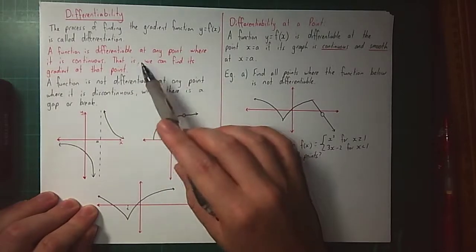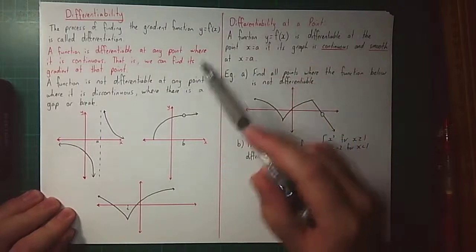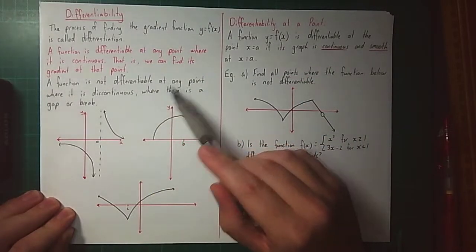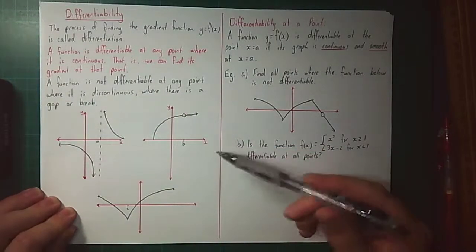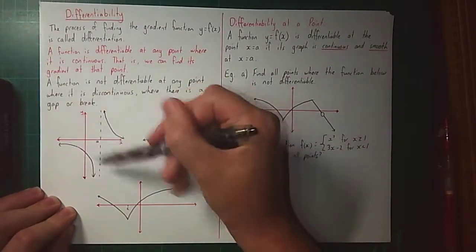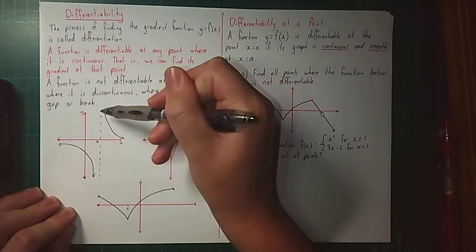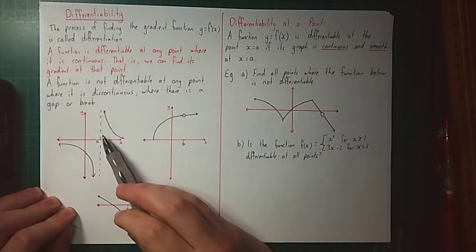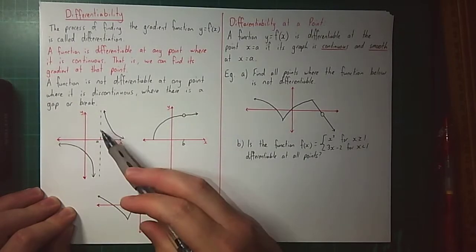But in order to figure that out, we have to understand what makes something not differentiable. A function is not differentiable at any point where it is discontinuous, where there's a gap or break. So I've got some examples here. Here there's a gap where this asymptote is. So at this point, whatever this point is, we can't actually differentiate this point. We can't find the gradient of this point because, well, it's not there.